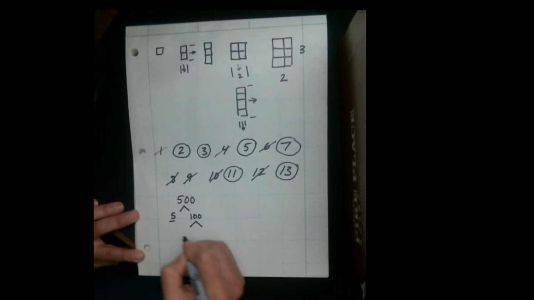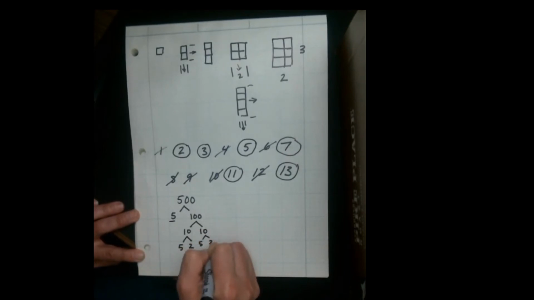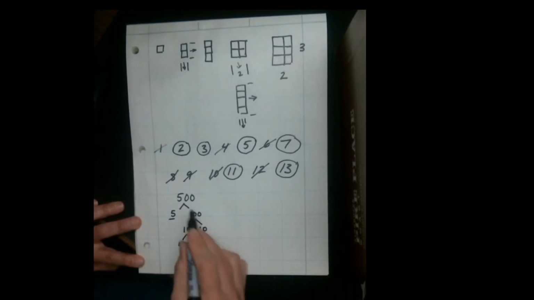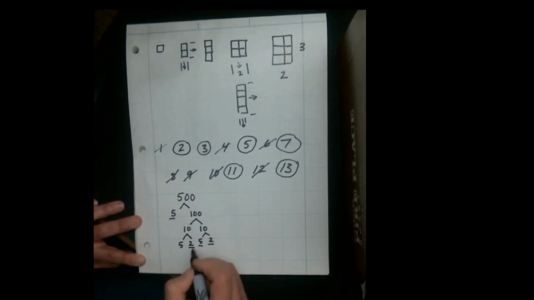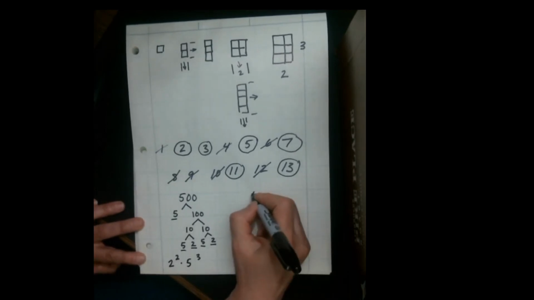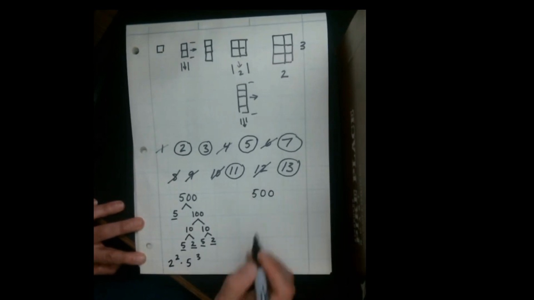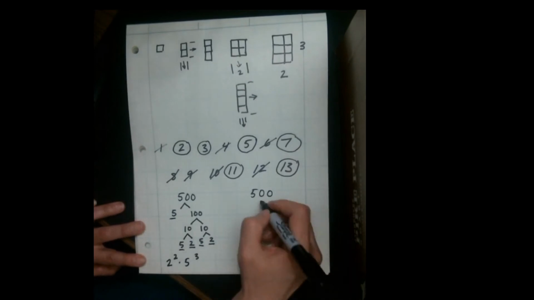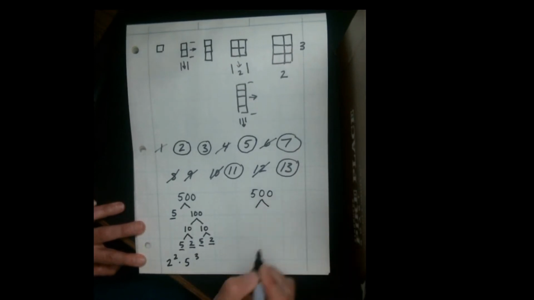But 100 is not prime. 10 times 10 is 100. And 5 times 2 is 10, and 5 times 2 is 10. So I can now represent the prime factorization of 500 as the product of all of the ends of all of these branches. So there's two 2's, so 2 to the second power, and there's 3 5's. And one of the interesting fun things to do with this technique is you can start with different numbers.